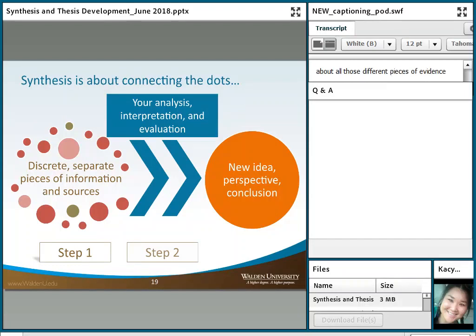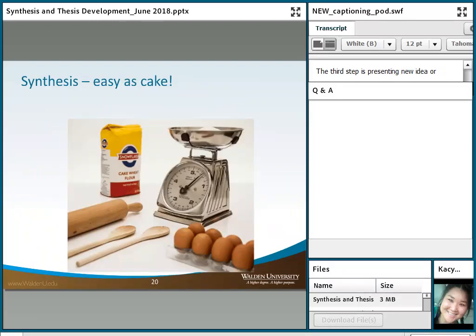And so here is kind of a little visual image of how to think about synthesis. So first we have these little dots, right? They're all separate. They're just kind of floating around. You're doing your reading. You're thinking about your own experiences and arguments. So they're all just kind of together, but they're all very individualized elements.